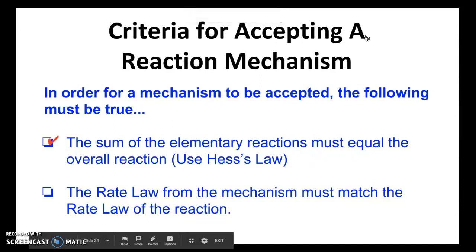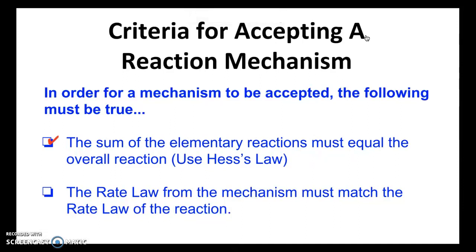In the last video, in part 2, we learned that mechanisms must be reasonable, and there are two criteria for accepting a reaction mechanism as reasonable. The first is that the sum of the elementary steps must equal the overall reaction, and for that we use Hess's law. The second one, which is what we'll explore here, is that the rate law from the mechanism must match the rate law of the reaction.